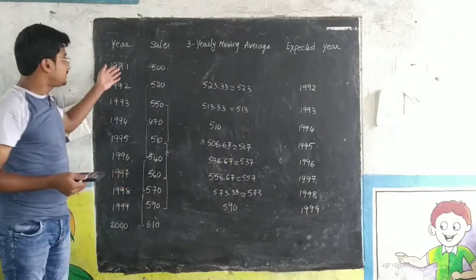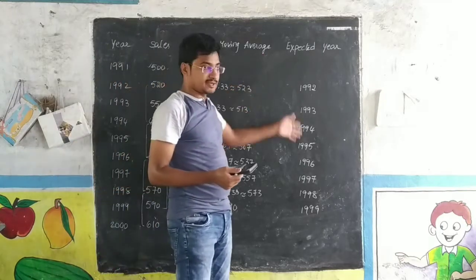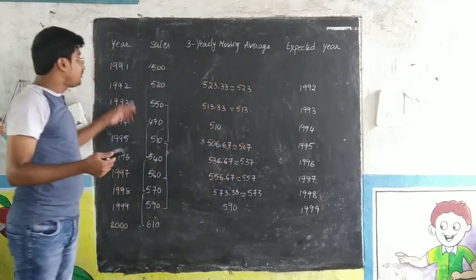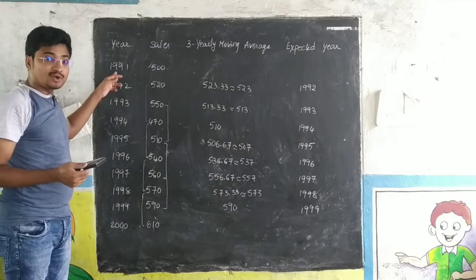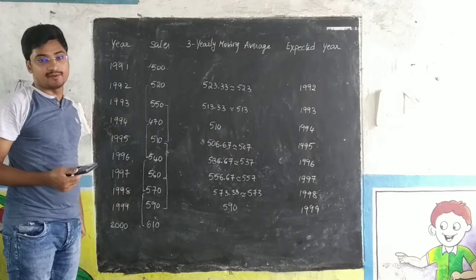1998. This is the year sales, 3 yearly moving average values. These are the trend values. Expected years: every year doesn't coincide with a trend value. This is one of the disadvantages in moving average.